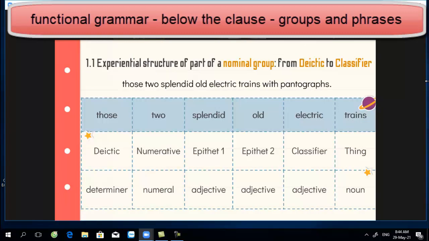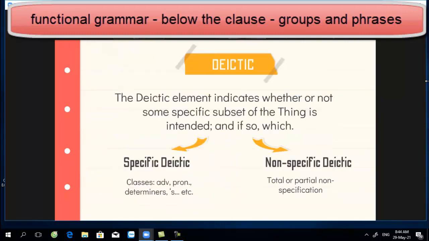So in the figure of the experiential structure, we have the following clause: those two splendid old electric trains with pantographs. Most of this clause consists of one long nominal group, as you can see on the screen. So the first component, deictic. The deictic element indicates whether or not some specific subset of the thing is intended, and if so, which.